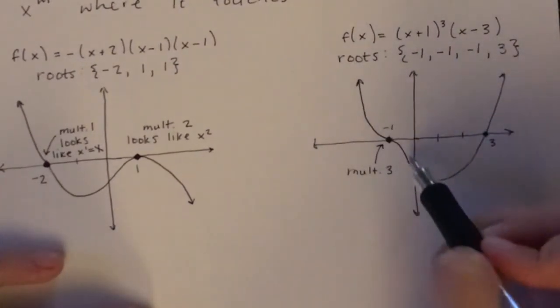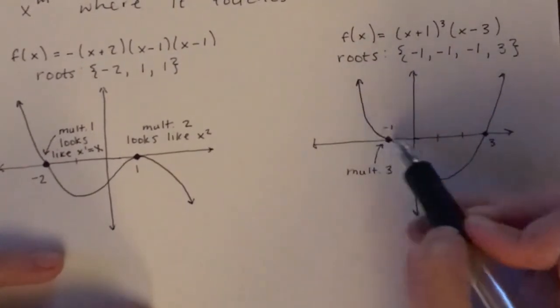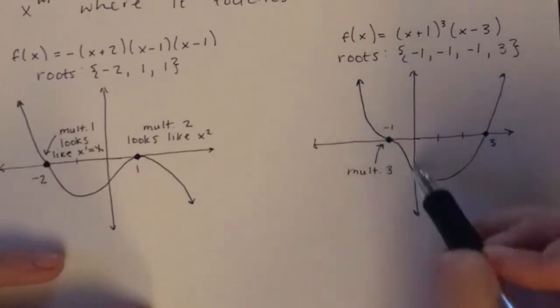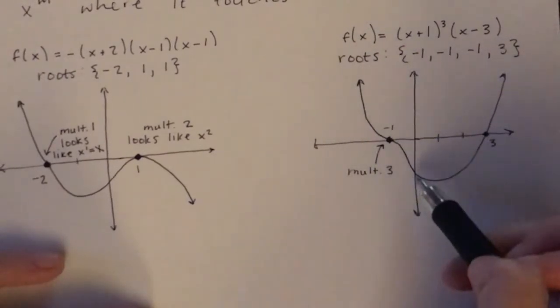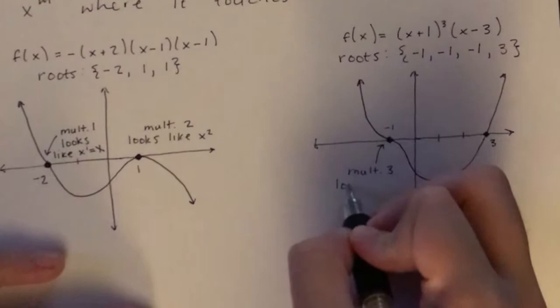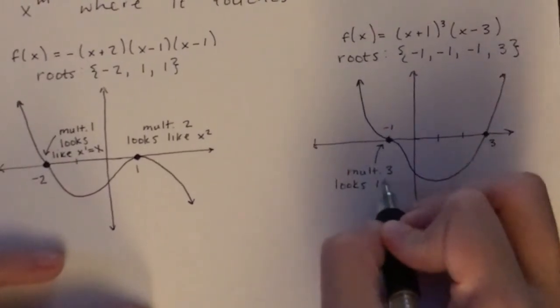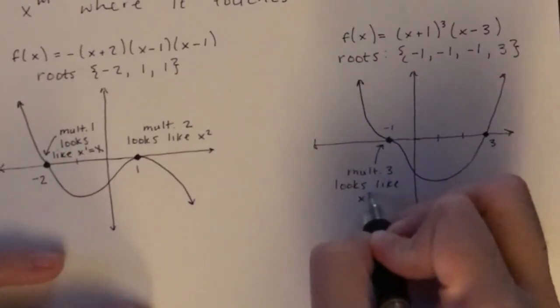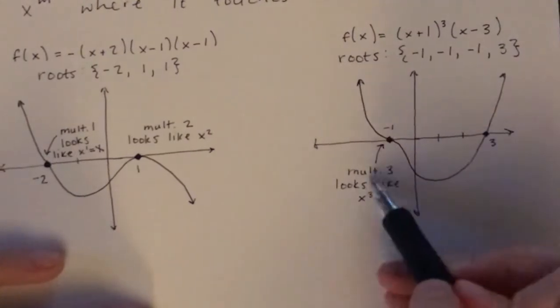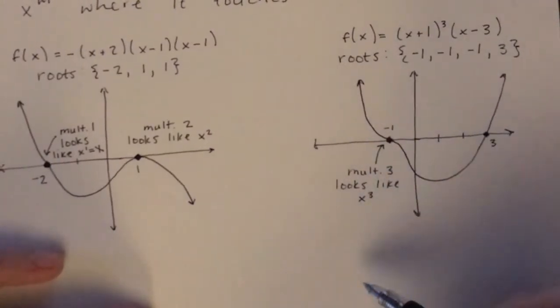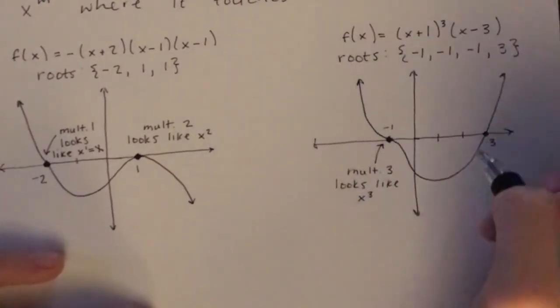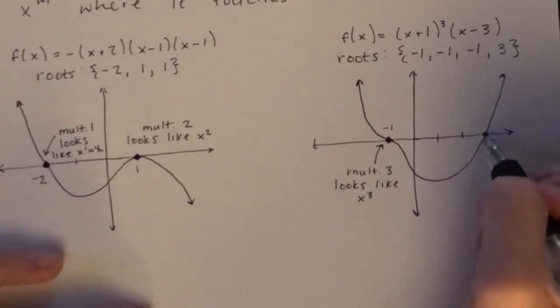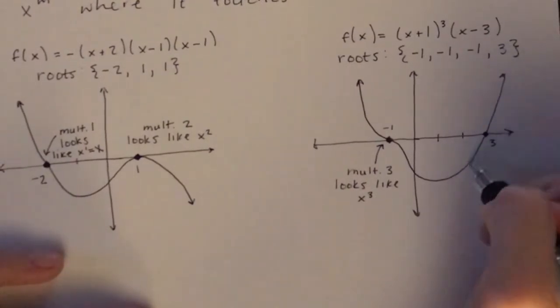What is the shape of this graph? This kind of looks like a cubic function, right? Looks like x cubed, right? Again, that lines up. Our multiplicity is 3. It looks like x raised to the 3. And again, at 3, we pass straight through.